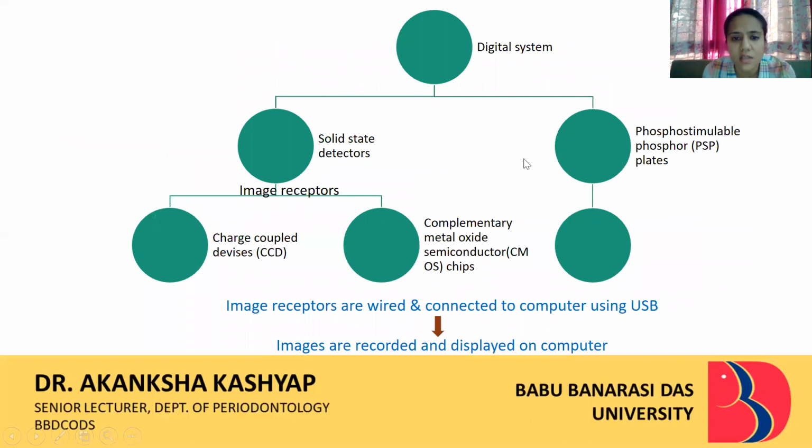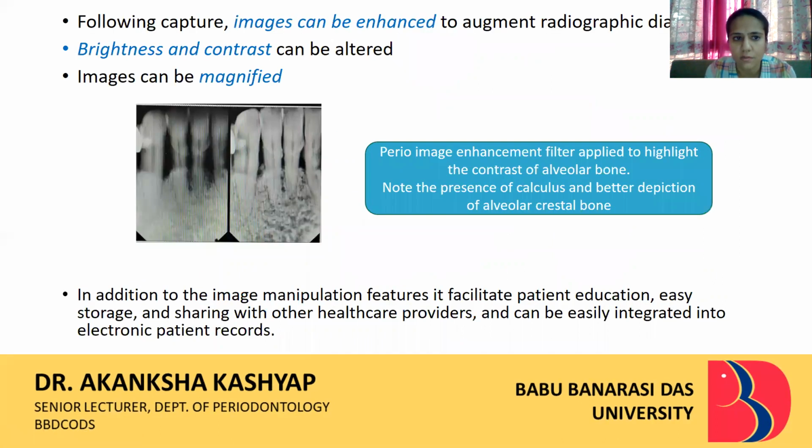The digital system uses solid state detectors and phosphostimulable phosphor plates. The solid state detectors use image receptors, which are charge coupled devices or complementary metal oxide semiconductor chips. These image receptors are wired and connected to a computer using USB, and then the images are recorded and displayed on the computer.